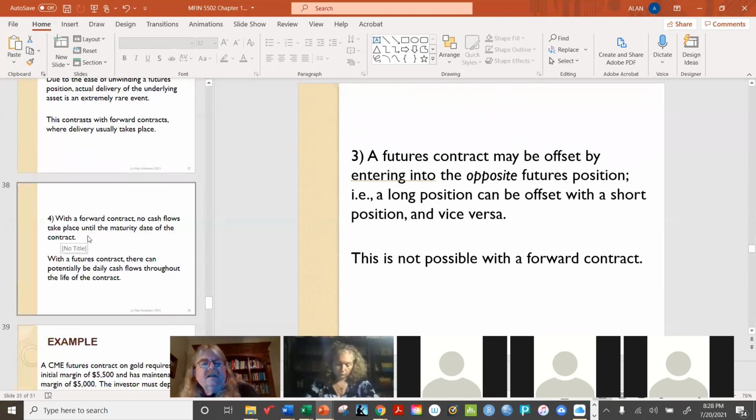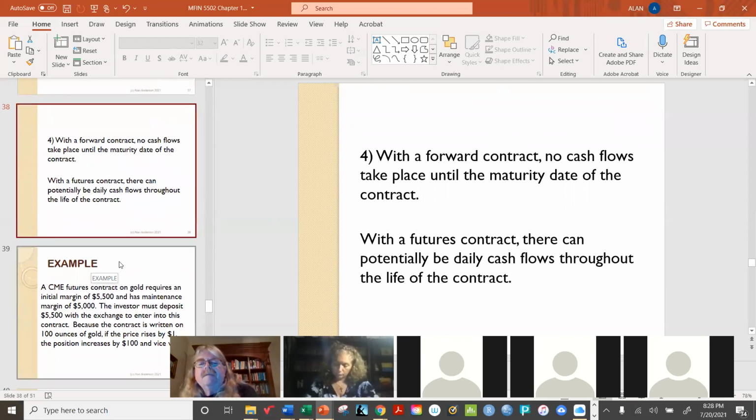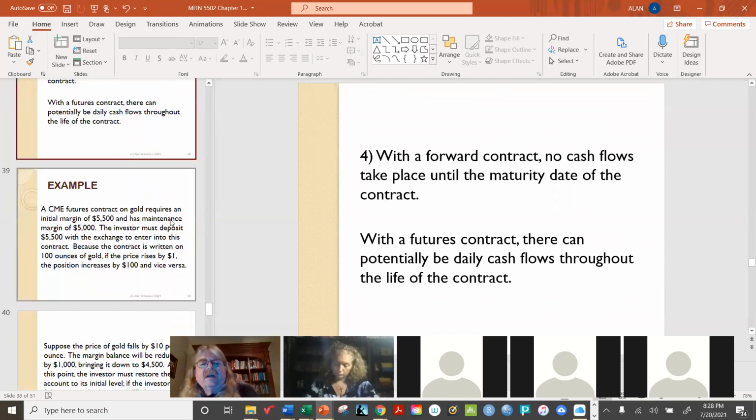And then finally, with a forward contract, you enter into it, and on the maturity date, you pay for your pounds or you receive money for your pounds. With a futures contract, it's very different because we might have daily cash flows throughout the life of the contract. Because you will have to put collateral up when you enter into a futures contract, and the value of your collateral can change every day. So let me show you a quick example of this.